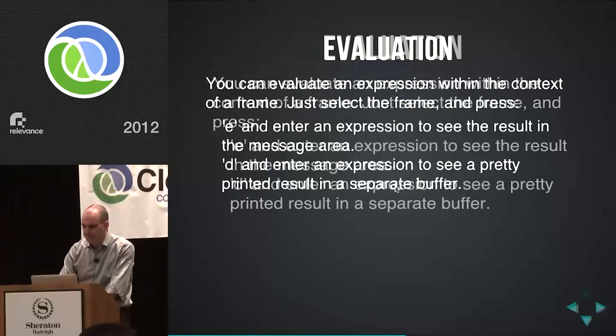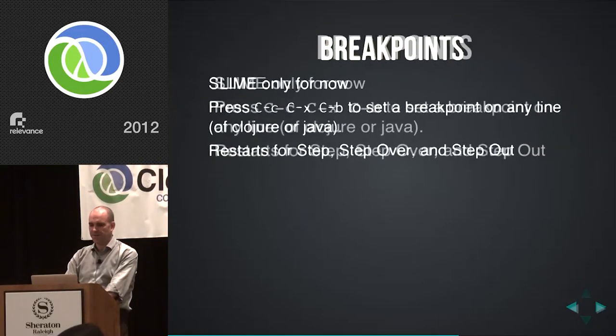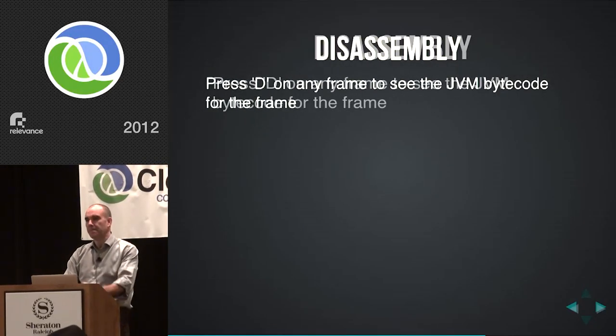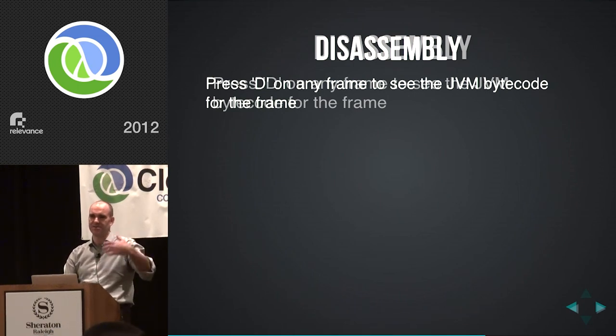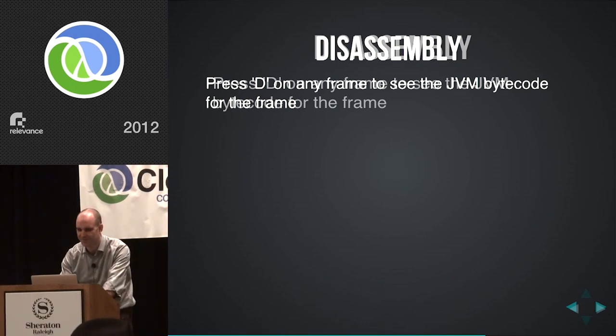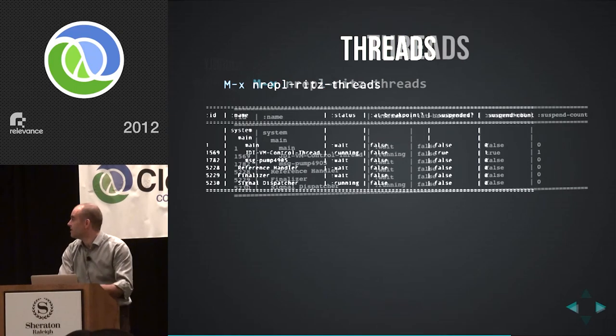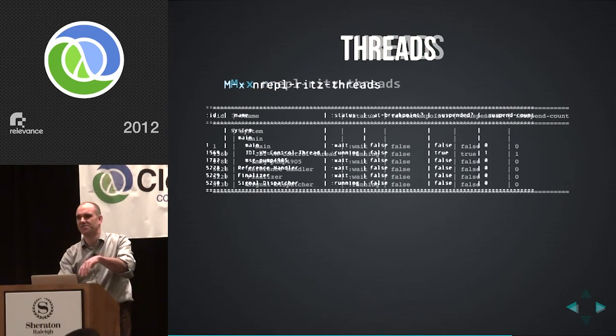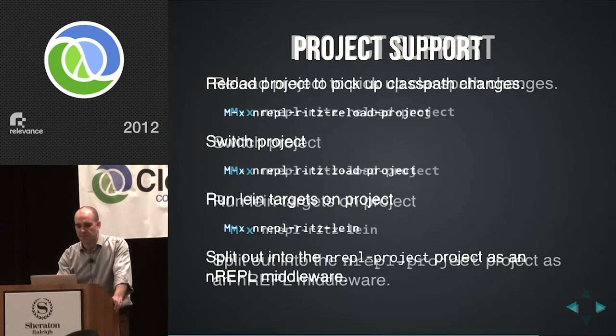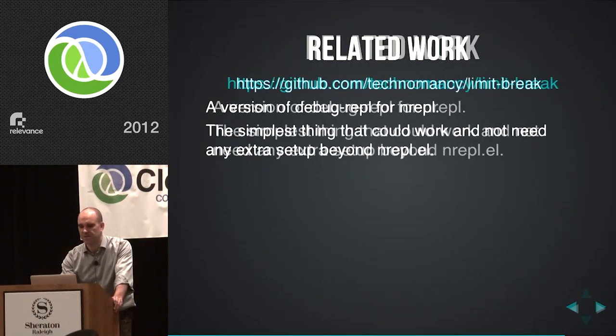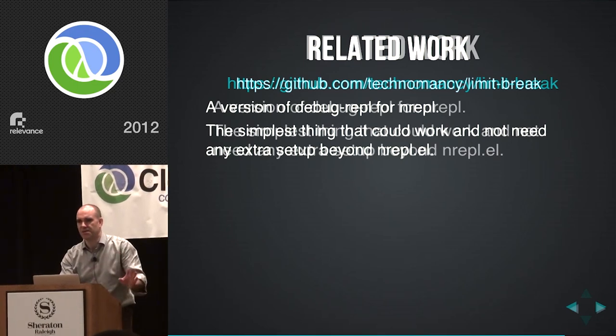Okay, so hopefully I'll show you most things. I was clearing breakpoints. Oh, I didn't show you disassembly. If you hit capital D on a frame, you actually end up with the Java bytecode you can inspect, which is quite useful. I'm running out of time, so I won't go through that. You can pull up a nice display of all the threads in your VM. Alt-x nrepl-ritz-threads will give you a table of all the threads. Technomancy has a new version of debug REPL that he's working on that should help you run debug REPL without having to actually modify your forms.